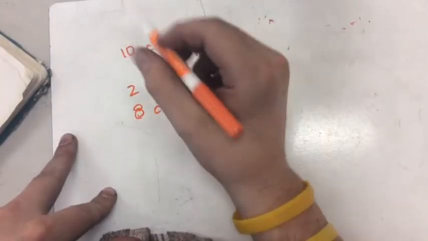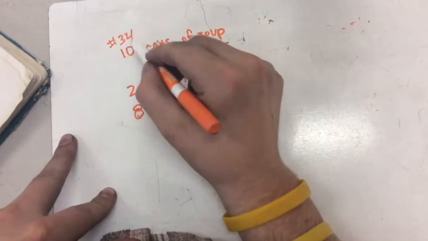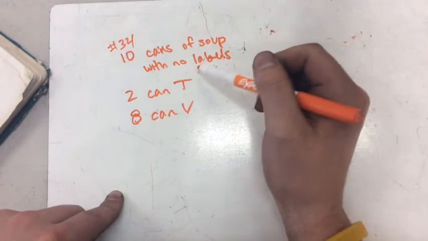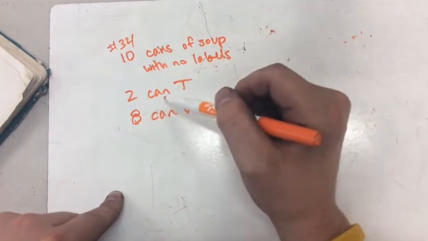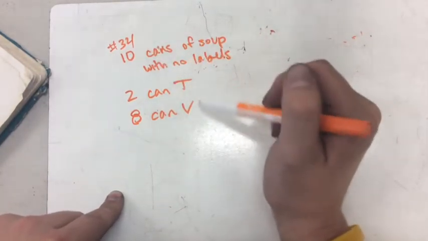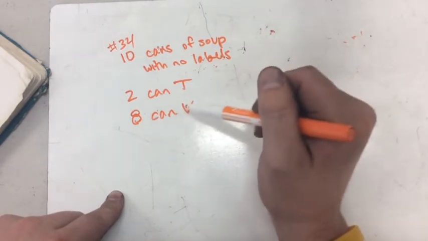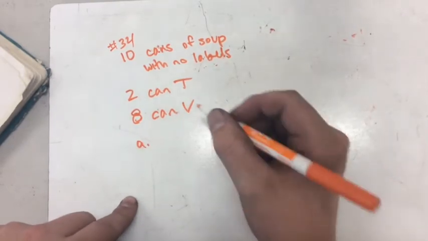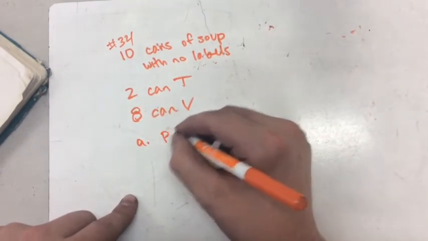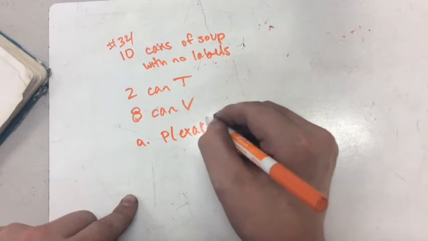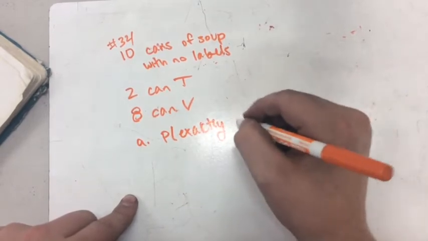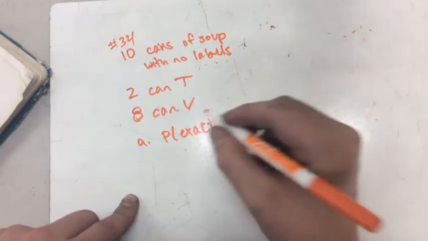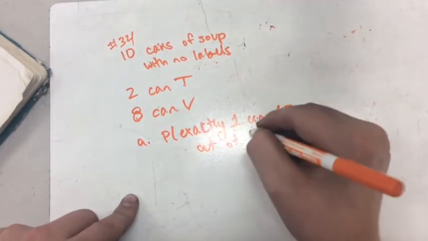Okay, so this problem is number 34 from the combinations section. Here we have 10 cans of soup with no labels. Okay, 2 cans of soup are known to be tomato, but we don't know which ones, and 8 cans of soup are known to be vegetable. But again, we don't know which one. Okay, so part A asks, what is the probability of exactly 1 can of tomato out of 4?